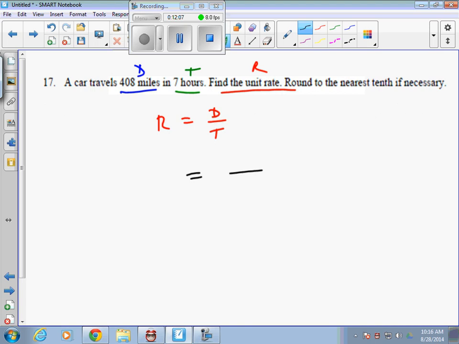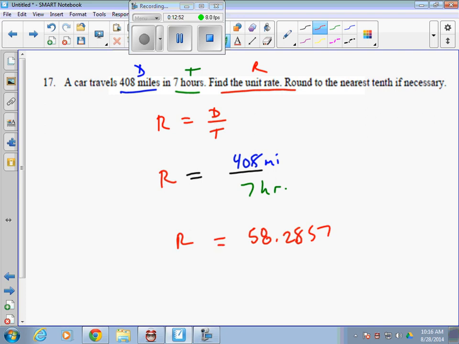So when we plug each of these values in, rate is unknown, 408 miles is your distance, 7 hours is your time. 408 divided by 7, 7 goes into 40 5 times, and you're left with 5. It says rounded to the nearest tenth, so 408 divided by 7 is 58.2857, and it continues past that.